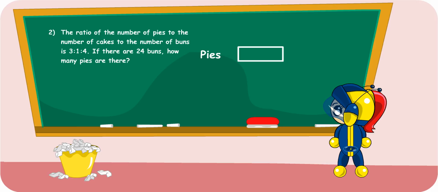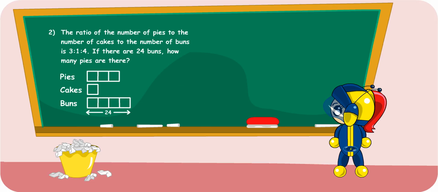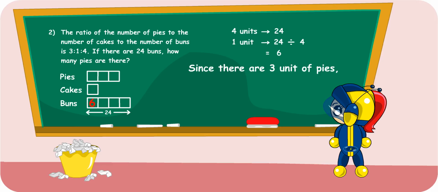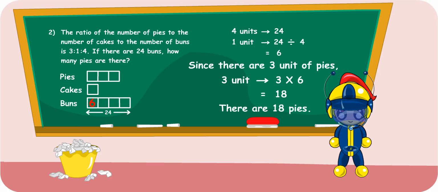First, draw models to show the ratio 3 to 1 to 4. From the model, we know that 4 units represent 24 buns. Therefore, 4 units represent 24. 1 unit represents 24 divided by 4, which is 6. Since there are 3 units of pies, 3 units represent 3 times 6, which is equal to 18.